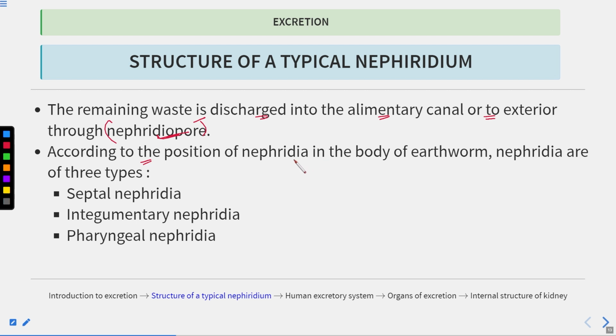According to the position of the nephridia in the body of the earthworm, nephridia are of three types. The earthworm is a member of the phylum Annelida, which are segmented. So three kinds of nephridia are present based on where the nephridia are located. The three types are septal nephridia, integumentary nephridia, and pharyngeal nephridia.